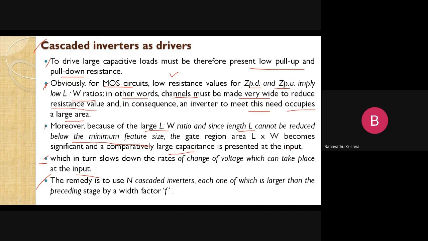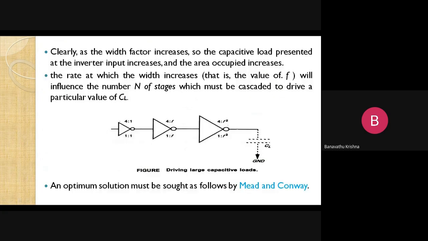So the remedy here is to use n cascaded inverters, each of which is larger than the preceding one, each larger than the preceding stage by a width factor f. Okay, let us see the diagram here. This is 4 is to 1. Initially a 4 is to 1 inverter, and the next one is 4 is to f, where f is increasing, and the third one is 4 is to f square.